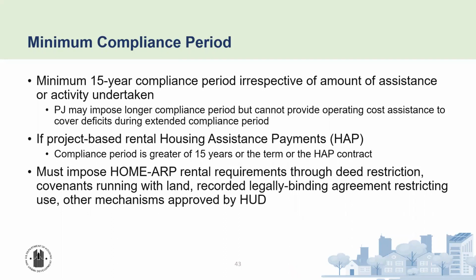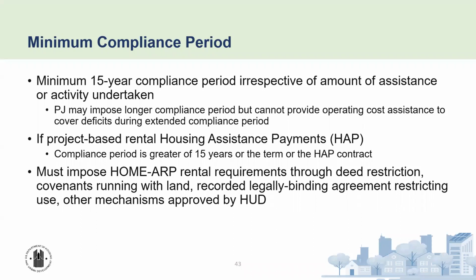Similar to HOME, PJs must impose the HOME-ARP requirements via a deed restriction, a covenant, a recorded legally binding agreement, or other mechanism that's approved by HUD. The restrictions must include a requirement that the units restricted for occupancy by qualifying households are occupied by households that meet the definition of a qualifying population at initial occupancy.